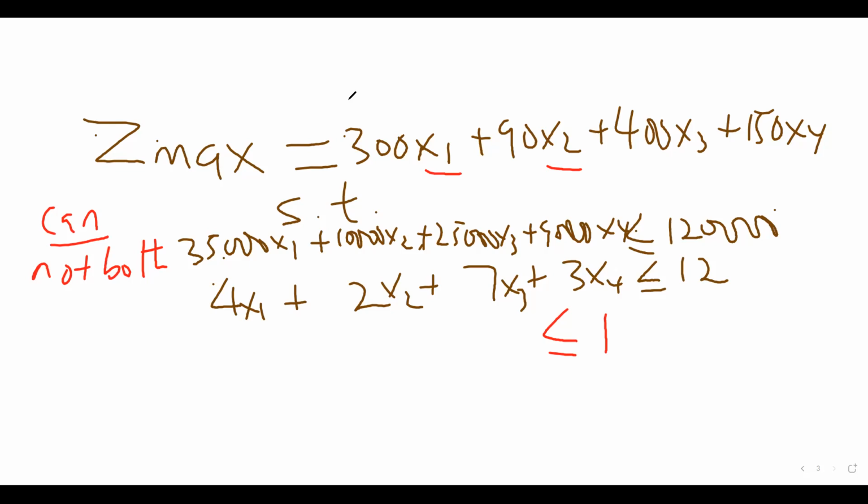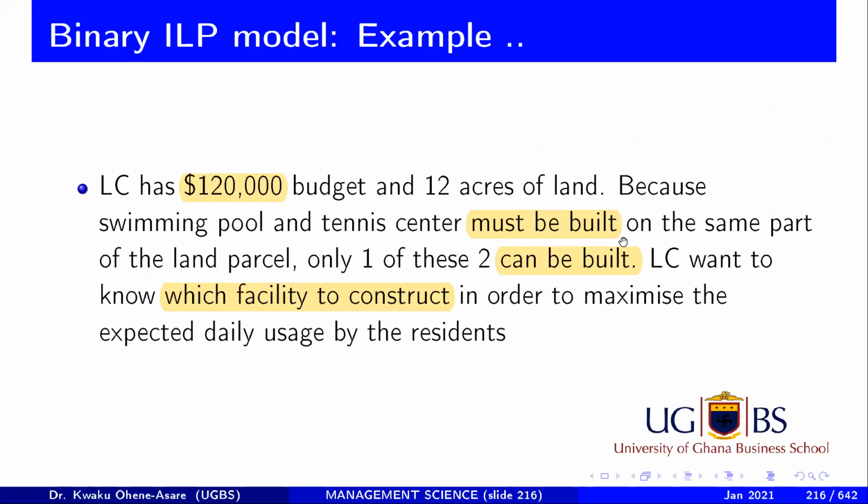Now let me take you back. And then it says that both, but not both. Okay, that is a can, but not both. Let me see if I can take you back to the storyline to help you here. It says that a tennis center must be built on the same land of the parcel. Because swimming pool and tennis center must be built on the same land, only one can be built.